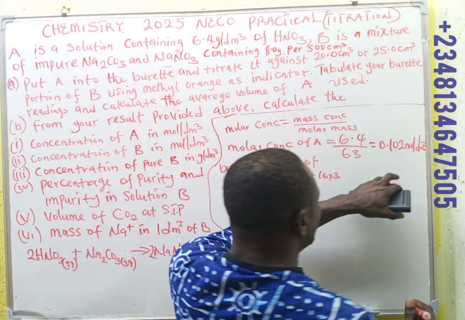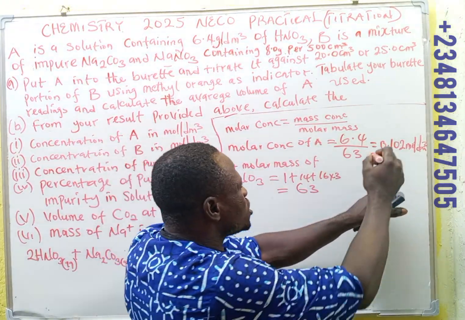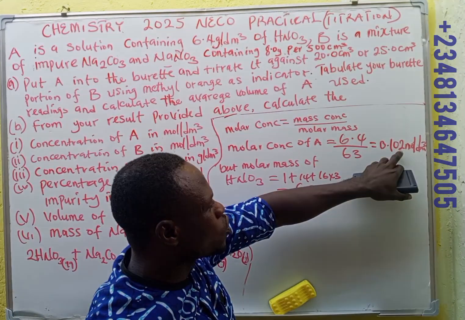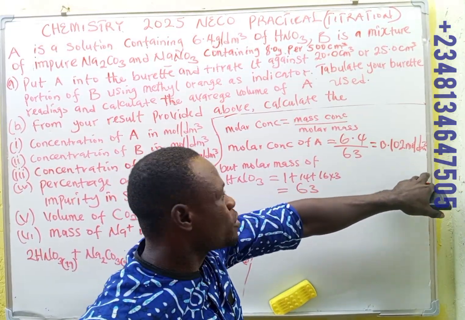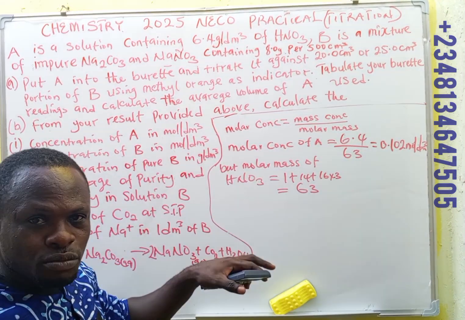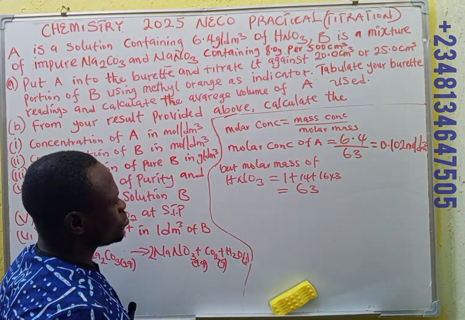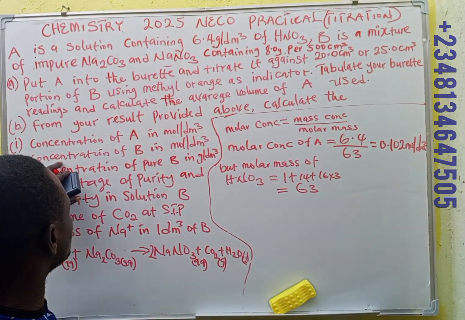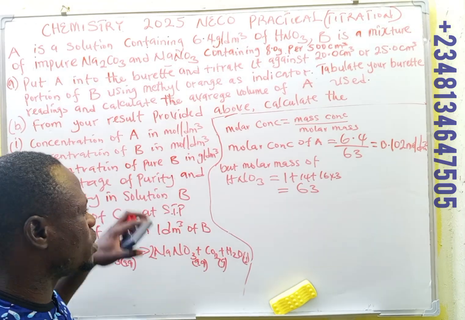The unit is very, very important. Do you get that? The unit is very, very important. So at the end we have 0.102 moles per dm cube, because you are asked to calculate concentration of A in moles per dm cube. Is that understood? Now we proceed. We are done with the first one. We now proceed to the second one. The second one, we are going to use the formula method.